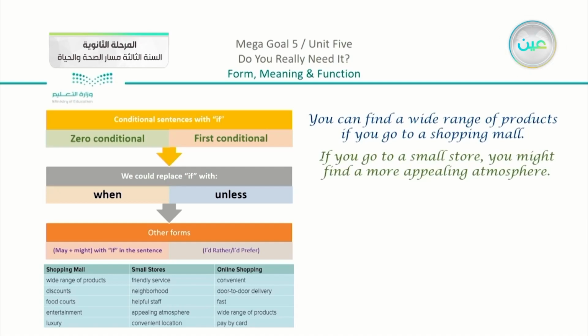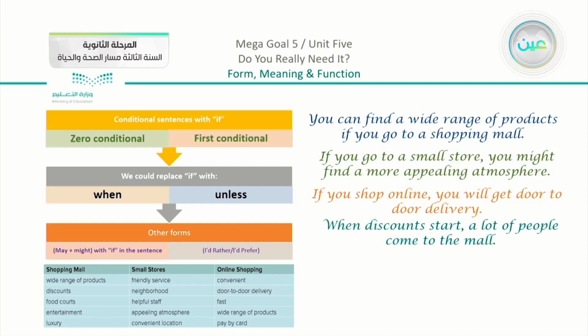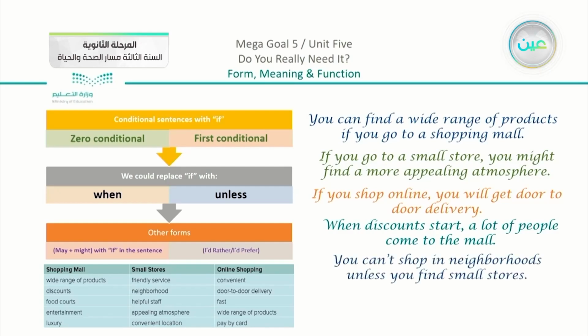If you go to a small store, you might find a more appealing atmosphere. If you shop online, you will get door-to-door delivery. When discounts start, a lot of people come to the mall. You can't shop in neighborhoods unless you find small stores.